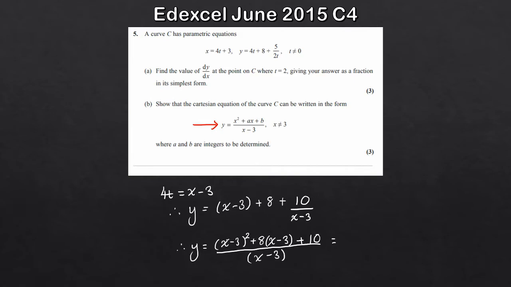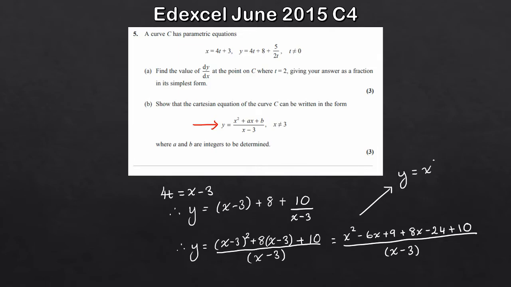So if I expand this, that'll give us x squared minus 6x plus 9. We've got an 8x and then minus 24, so plus 8x minus 24. We also have our plus 10 here. Okay. Again, all over x minus 3. So if we clean this up now, what will we get? If we do it just above, what we're going to get then for y is x squared, because we've got no other x squareds, minus 6x plus 8x, that gives us plus 2x.